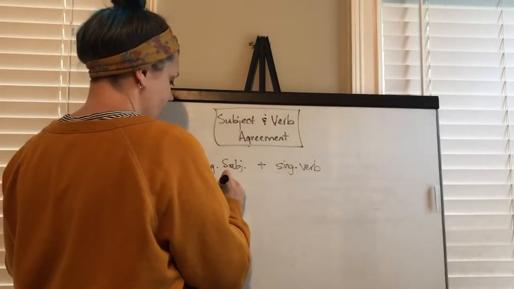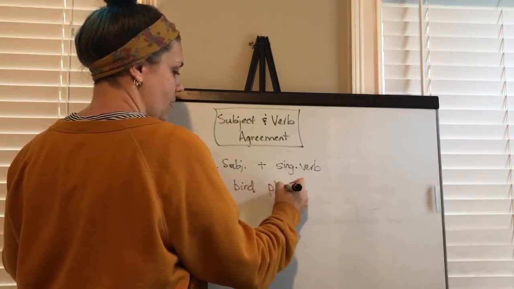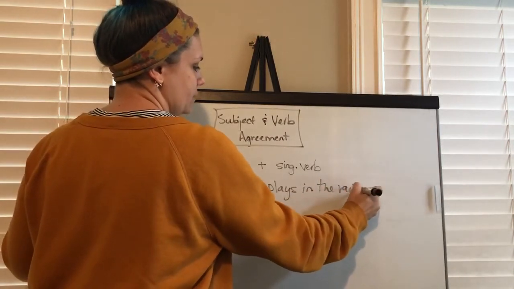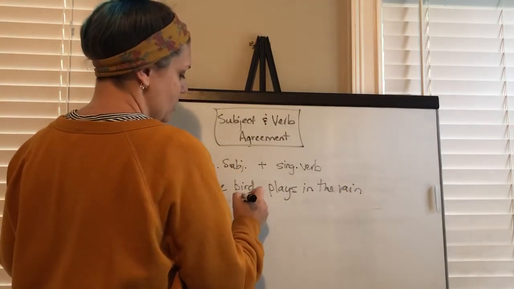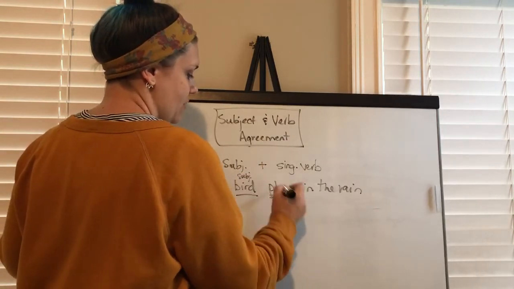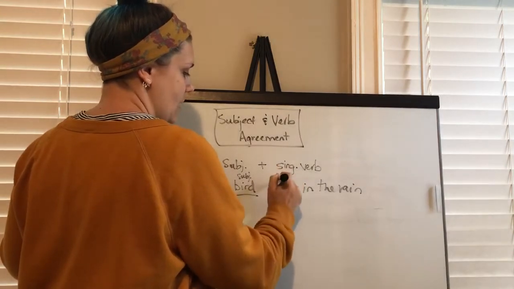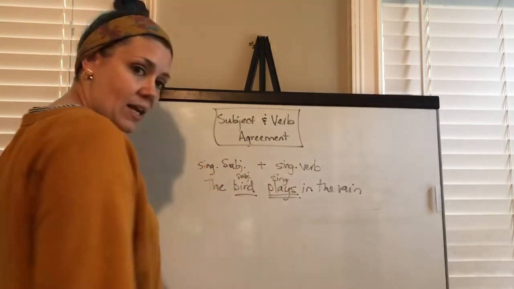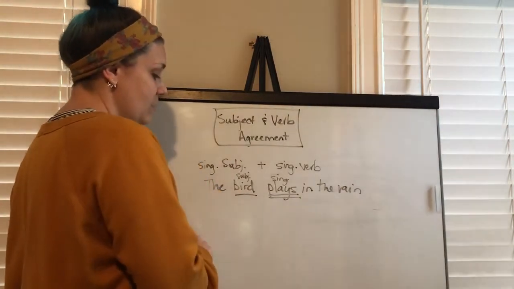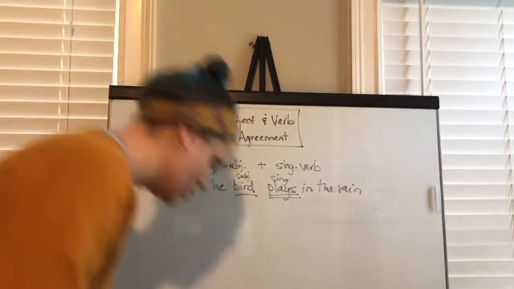Like, the bird plays in the rain. Okay, bird is my subject, it's singular. And plays is my verb. It is singular as well, and it has that S on the end, okay? So they're actually opposite, nouns and verbs are. Typically, singular nouns don't have S's, and singular verbs do.